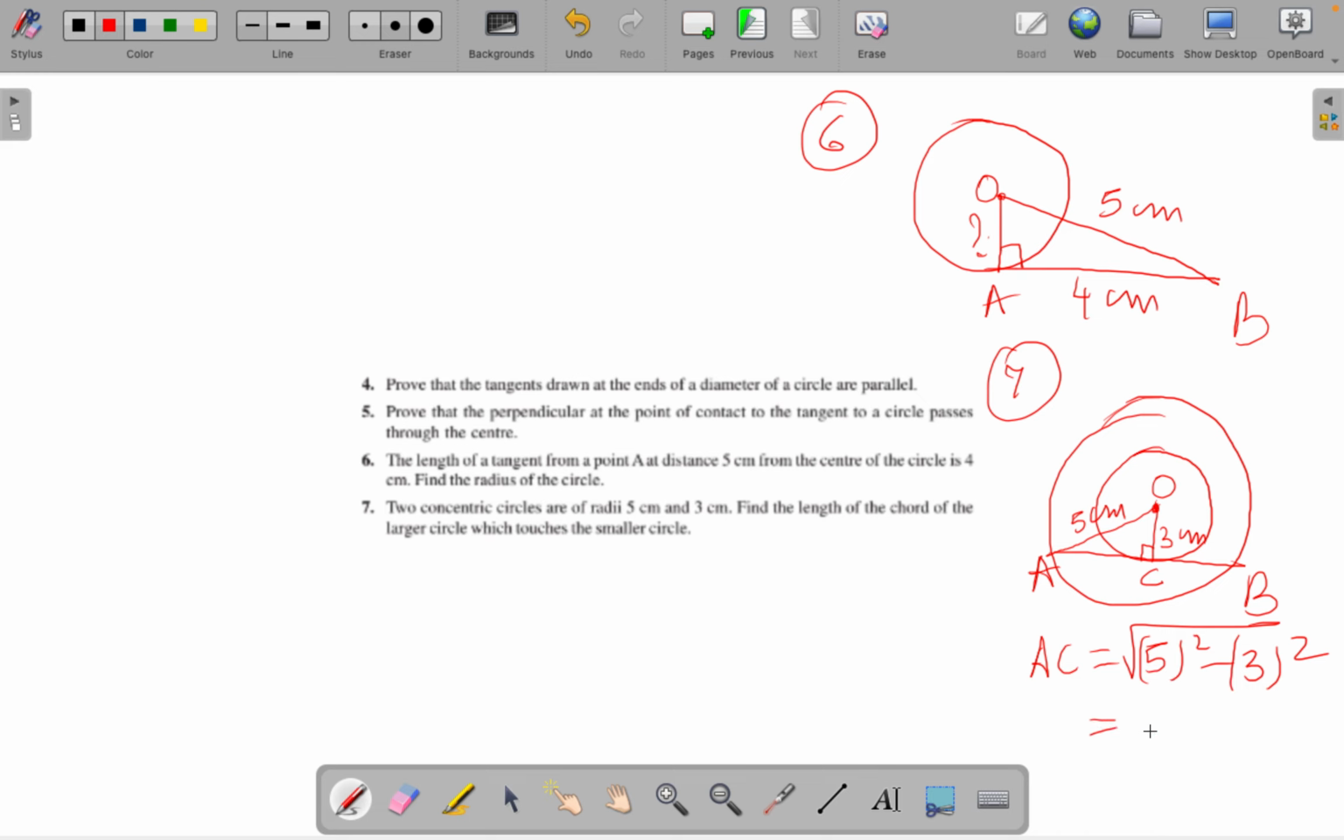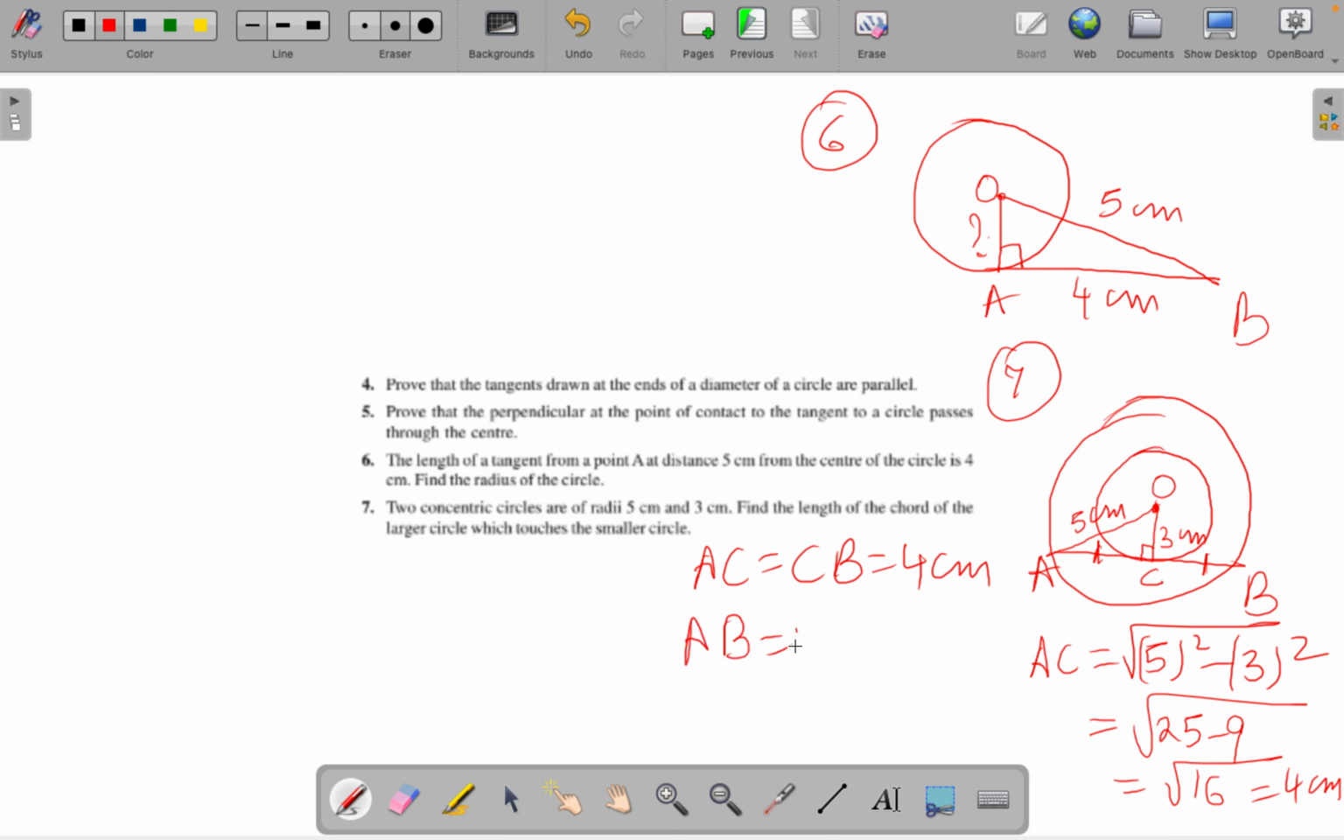So again, you can do it directly also, 25 minus 9, that is root 16, which is 4 centimeter, right? Now you know this theorem you have already done in class 9. AC is equal to BC is equal to 4 centimeter. A line joining the center which is perpendicular to the chord bisects the chord. So I can say that AB is 4 plus 4, that is 8 centimeter. Units are very, very important, children.